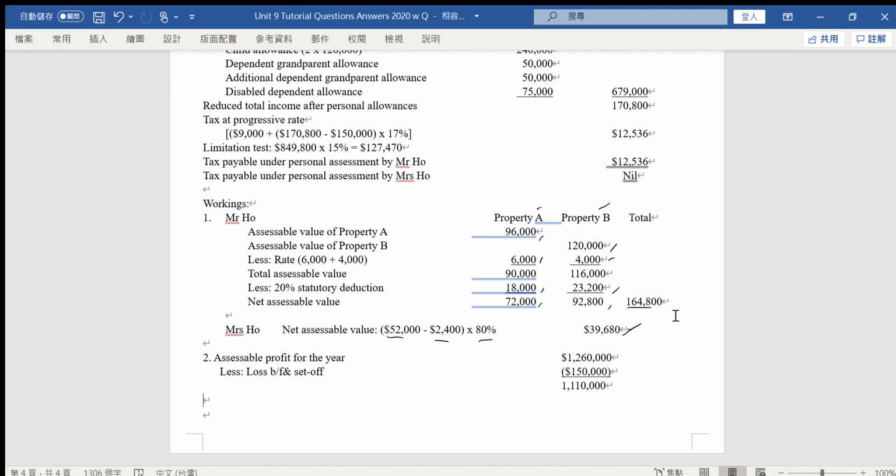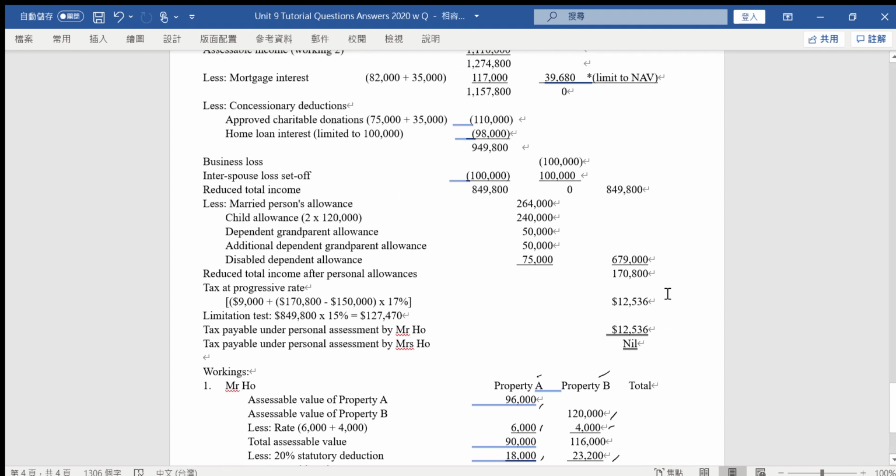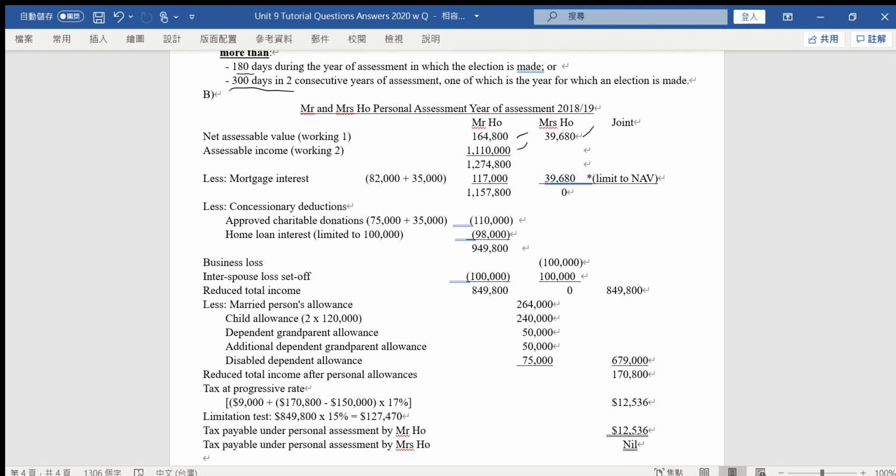But you have last year, okay, the loss being brought forward to set off 150,000. Finally, this year from the business is 1,110,000 only. Okay, that's why we'll put the current year assessable profit right here. Preferably you should write profit, don't write income, okay? Because income will be quite misleading and that will be related to employment income, okay? Should be assessable profit.